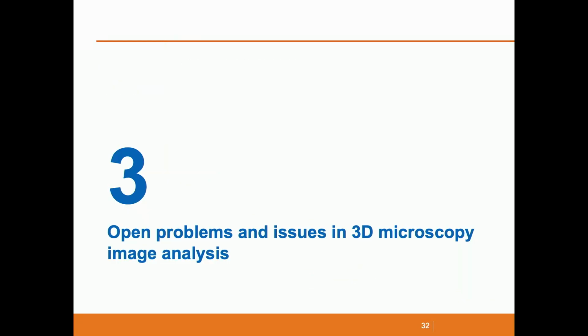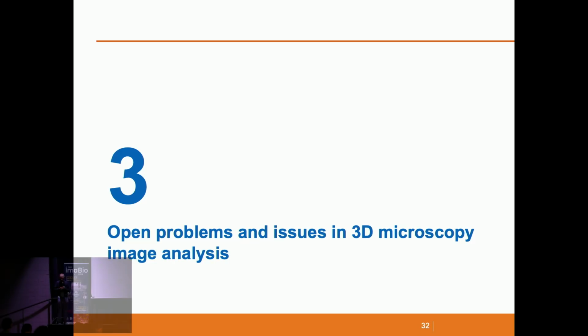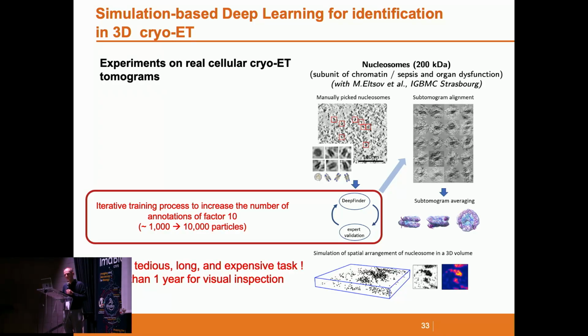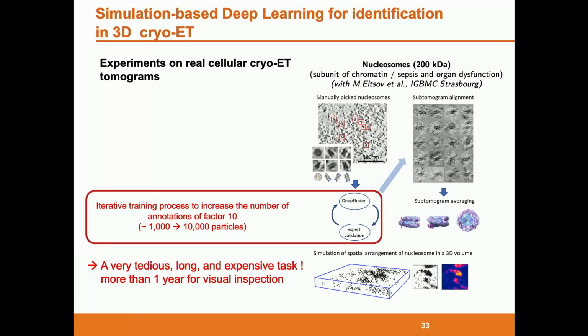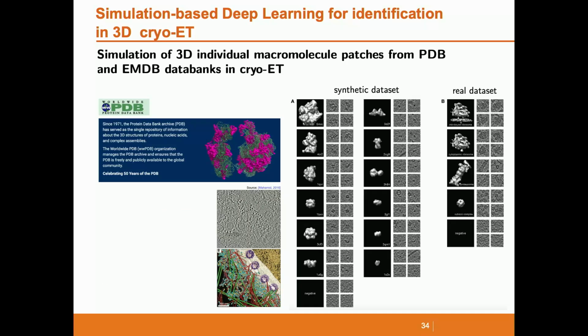Right. So from these two studies, we draw a few conclusions and perspectives. First, I told you that it could be a very tedious, long process to acquire annotations. Actually, it's not cheap to get annotations. It took one year to improve the set of training data sets by a factor of 10. And that's why we decided to move to simulation.